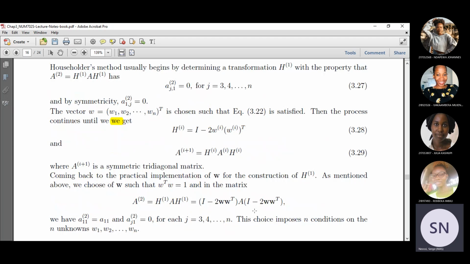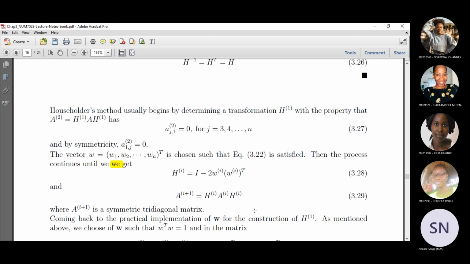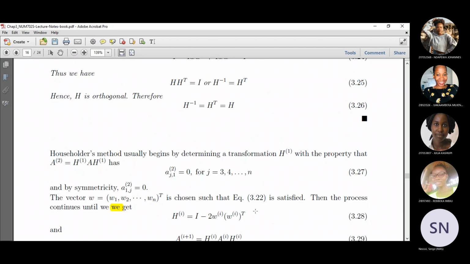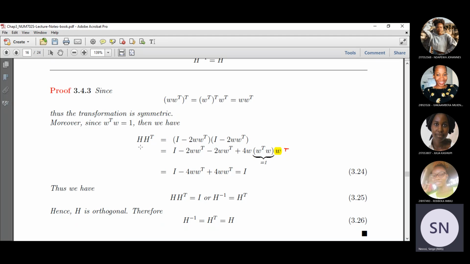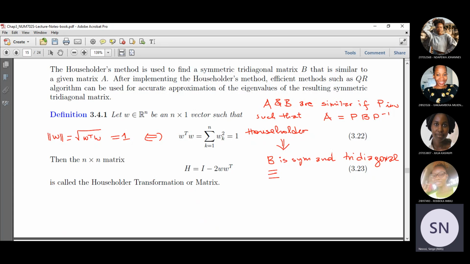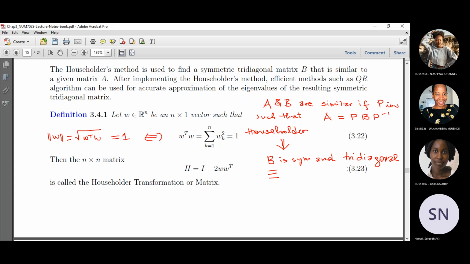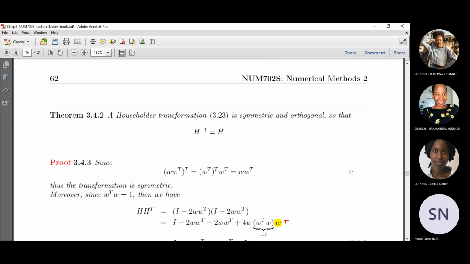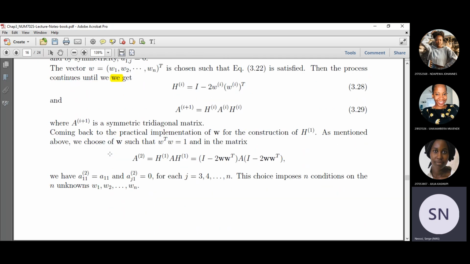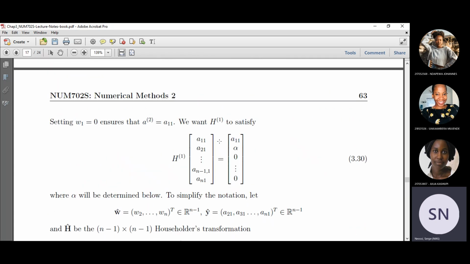Okay, now the next thing to do is to see the effect of this transformation on a matrix. Because remember our goal is to transform A into a matrix that is tridiagonal, that's symmetric and tridiagonal. And that's what we attempt to do here. Right? We first try to perform some transformation and see how that transformation will affect the entries.